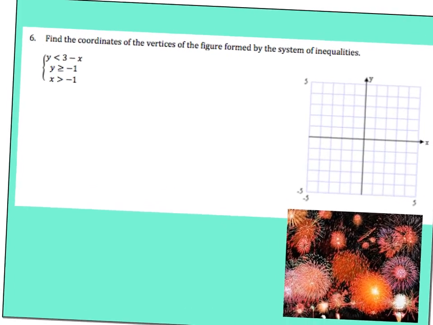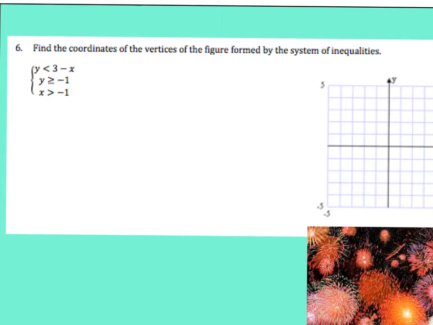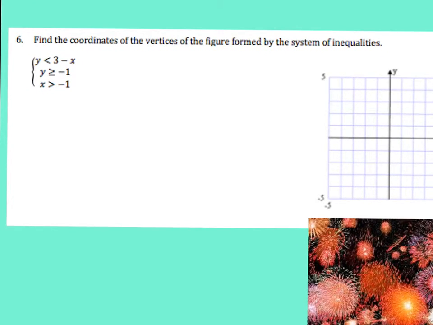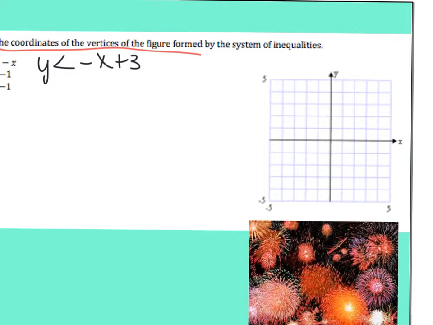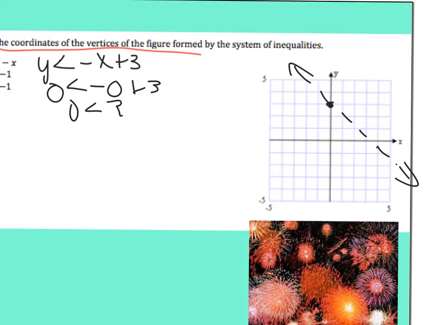All right, so now if I throw 3 of them in here, let's figure out what is going on. You want to find the coordinates of the vertices of the figure formed by the system of inequalities. So you've got 3 situations here. You've got y less than 3 minus x. If I want to rewrite that pretty easily, I can go -x plus 3. Y greater than or equal to -1, x greater than -1. So if I graph these, it's going to look like this. So plus 3, -x means it's going to go dotted, like so. So 0 less than -0 plus 3 is 0 less than 3, yes.